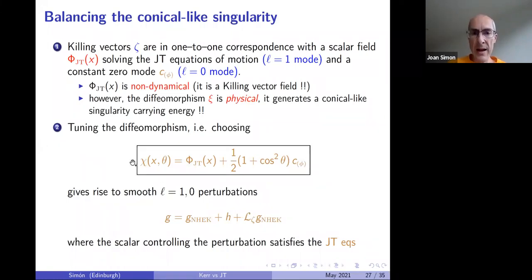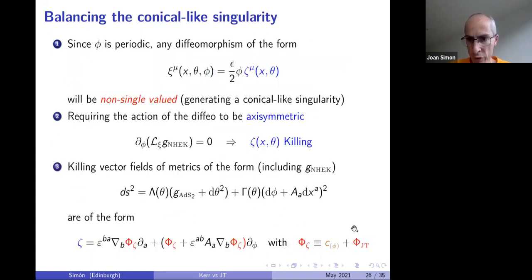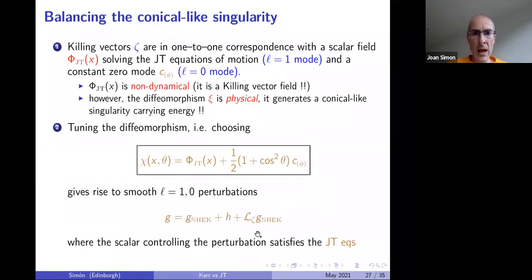And the claim is that this is achieved when our perturbation, this is our chi perturbation at the beginning of the second part of the talk, is equal to the scalar field phi JT and this zero mode that appears, that controls the global symmetry. Okay.